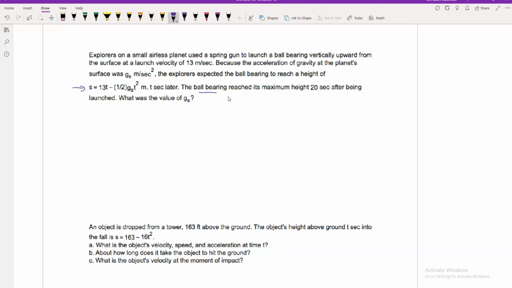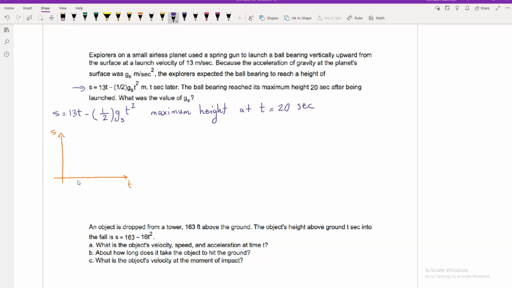The ball bearing reached its maximum height 20 seconds after being launched, which was the value of g sub s. So what we have here, s is equal to 13t minus 1/2 g sub s t squared. The maximum height is at t equal to 20 seconds. Whenever you throw a ball up in the air, at the instant it reaches maximum height, it appears to stop.